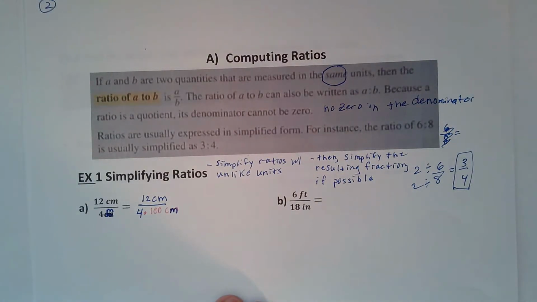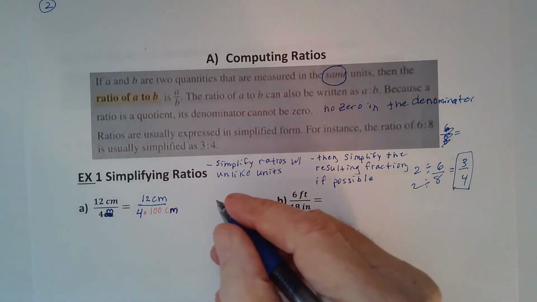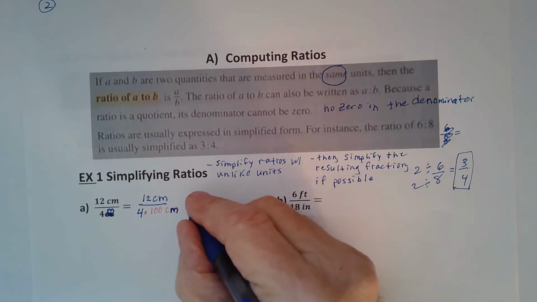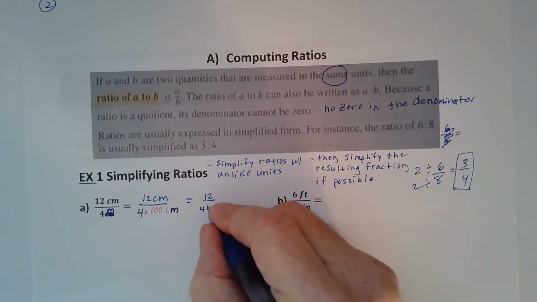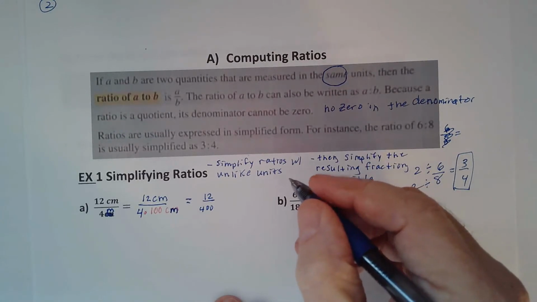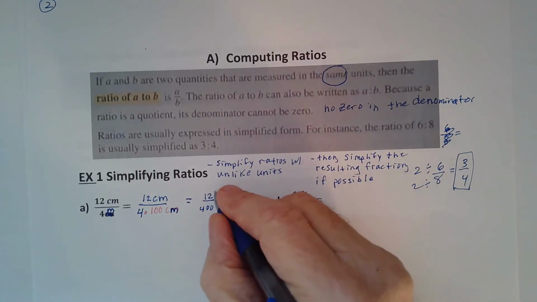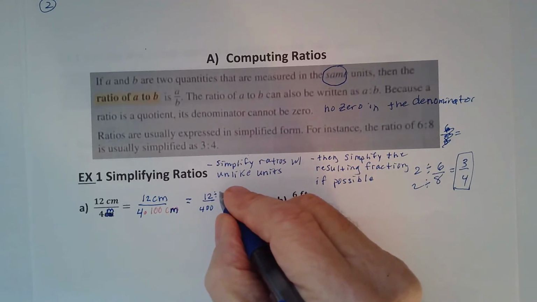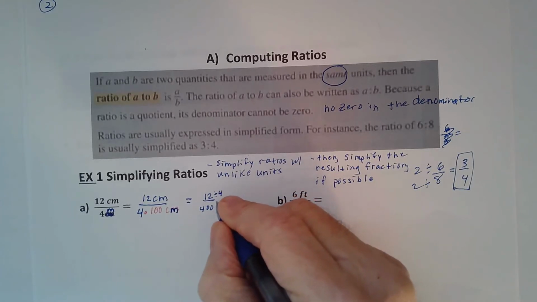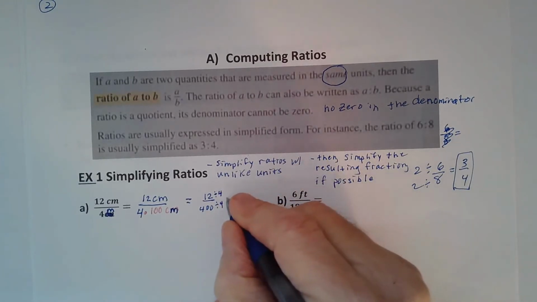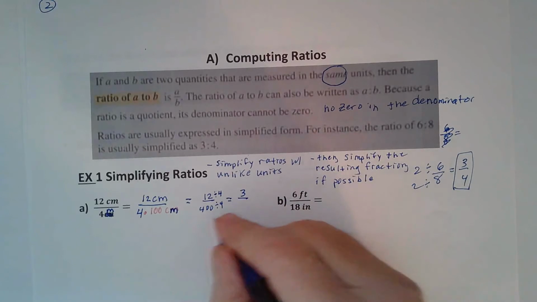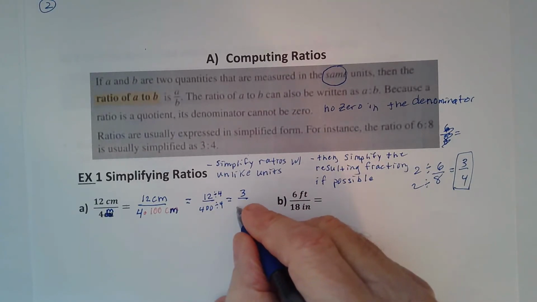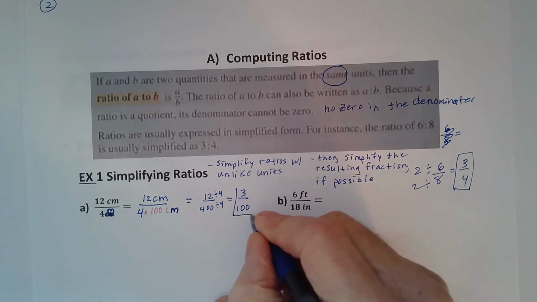Okay, so having done that, that's going to equal, we can drop the centimeters because they're the same, 12 divided by 4 times 100, or 400. Now the question is, can we reduce that? Well, we could divide 12 by 4, and we could divide 400 by 4. So 12 divided by 4 is 3. 400 divided by 4 is 100. So this would be our answer.